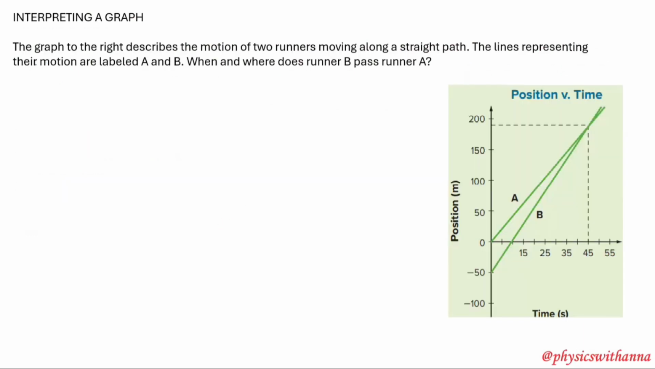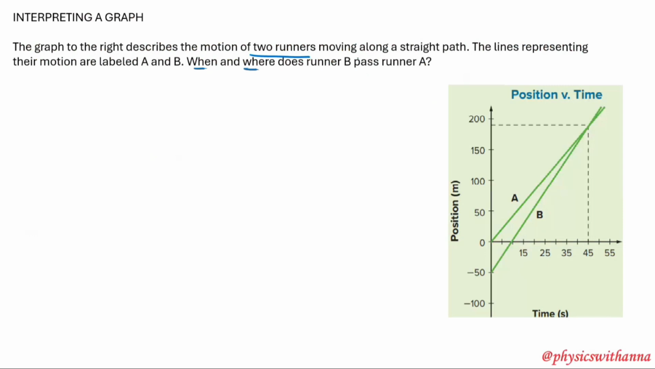Next question. The graph to the right describes motion of two runners moving along a straight line path. The lines represent motion labeled A and B. When and where does runner B pass runner A? So here the position-time graph is for two different runners, A and B, and they are asking you when and where do these runners pass each other.